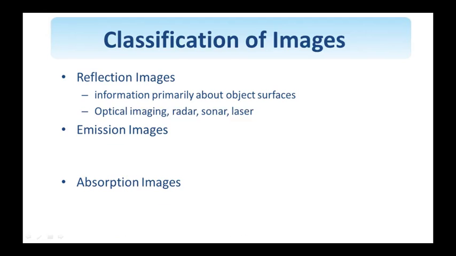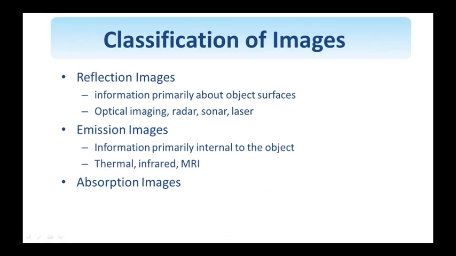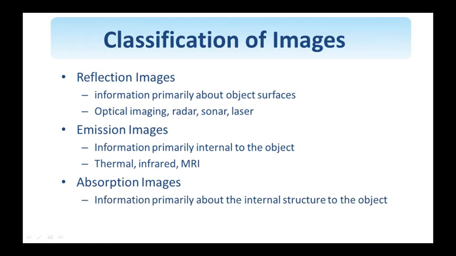Other non-visible examples include radar images, sonar images, laser images, and even some types of electron microscopy images. Emission images are even simpler, since in this case the objects that are being imaged are self-luminous. In this case, the information is primarily about the internal structure of the objects, and examples of emission images are thermal, infrared, and MRI. Finally, absorption images provide information about the internal structure of objects.